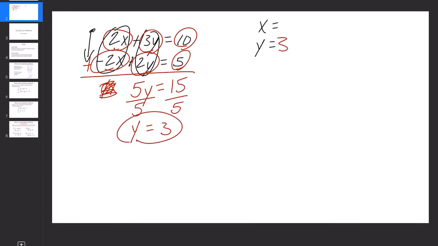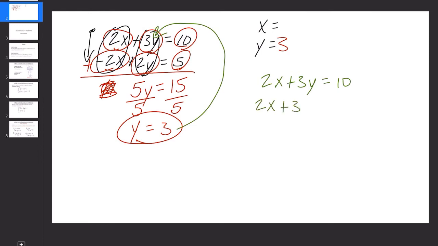And now that we know y equals 3, let's plug it into any of the two equations in the system to find x. I'll use a different color. So I'm going to plug it into that equation, and I'm going to rewrite the whole thing. 2x plus 3y equals 10. I'm going to plug in my y equals 3. So 2x plus 3, instead of y, I'm going to write 3 equals 10. 2x plus 9 equals 10.